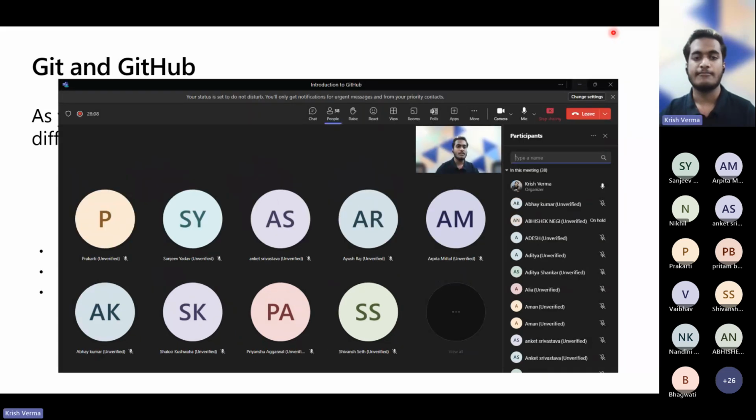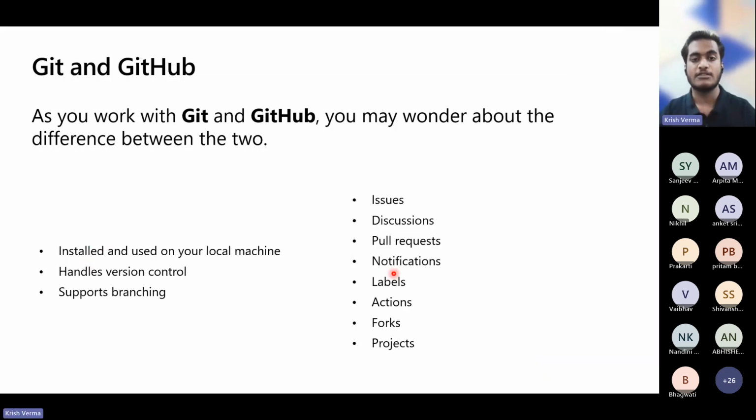Okay? Yeah. So here are some other basic differences. Git is installed and used on a local machine, and it handles version control and supports branching. So basically Git is a technology, whereas GitHub is a platform. In GitHub there are issues, discussions, pull requests, notification labels, actions, forks, projects. These are some of the features of GitHub. So in GitHub, you use Git to publish your code or projects, whatever it is.